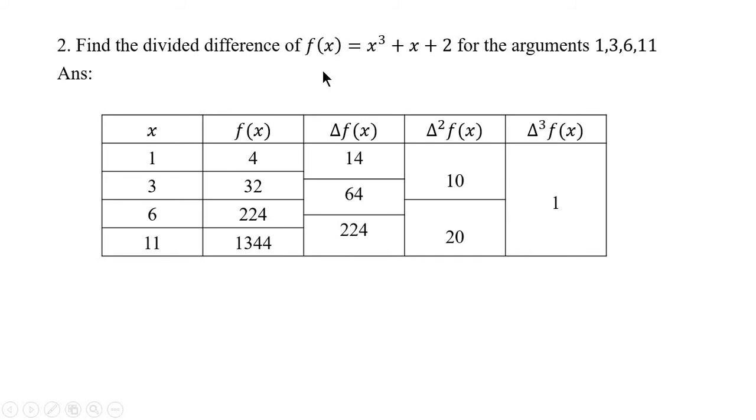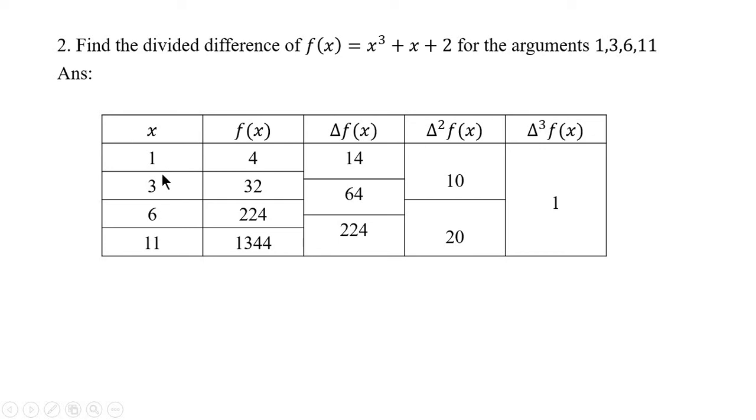Find the divided difference of the function f of x, which is equal to x cube plus x plus 2 for the arguments 1, 3, 6, 11. Here the values of x are given, but the values of f of x are not given. We have to construct the table. Put x equal to 1 here, we get 4. Put x equal to 3 here, we get 32. Put x equal to 6 here, we get 224. Put x equal to 11 here, we get 1344. Now, using these values, construct the first divided difference, second divided difference and third divided difference.